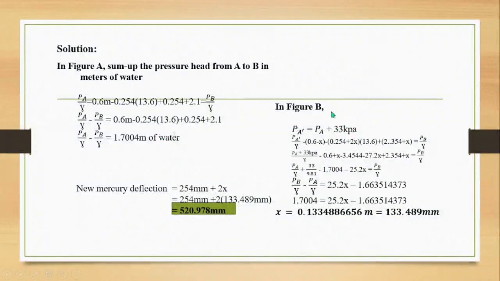So next is figure B, where PA equals PA plus 33 kPa. That is the given number for the second figure. So PA over specific weight minus the constant 0.6 as I said, minus 0.254, our given, plus 2x times 13.6 plus 2.354 plus x. So we get 2.354 from our given in A plus 2.1.